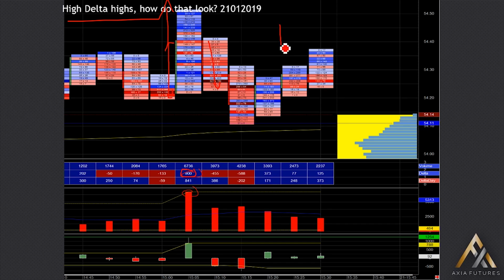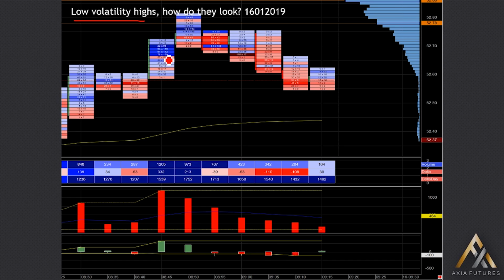The point and the objective of the templating and the bucketing is that you're going to start to develop that understanding. You begin to recognize why these things occur. More importantly, you're going to start to see that they occur time and time and time again. That's the purpose of pattern recognition. The same thing with low volatility highs.